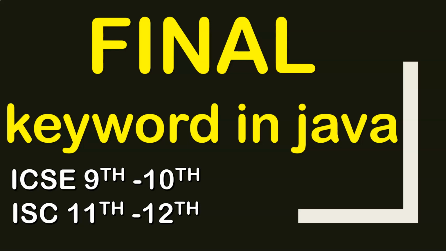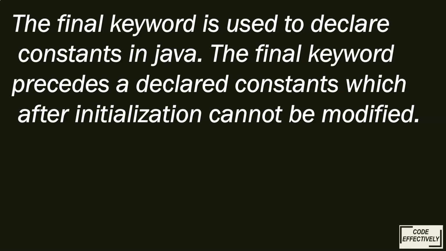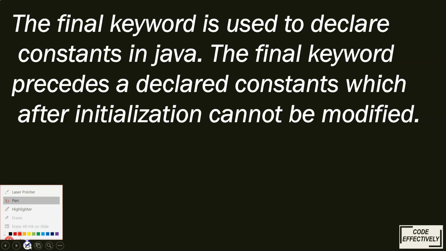This is an important topic from class 9 to 12th. It could be asked in your theory what a final keyword is, and to give an example using a program. So you should know what a final keyword is. So let's start. As the definition says, the final keyword is used to declare constants in Java. The final keyword precedes a declared constant which after initialization cannot be modified.